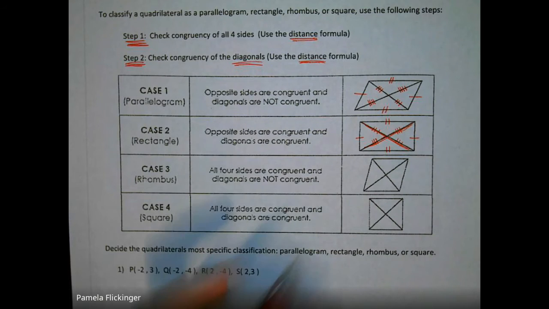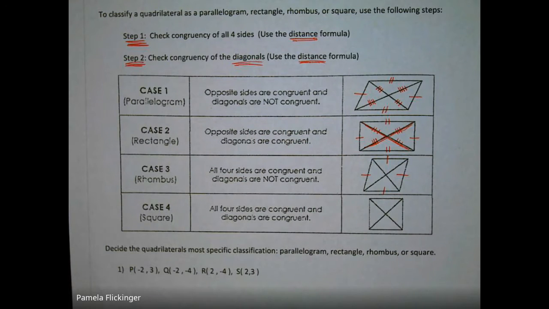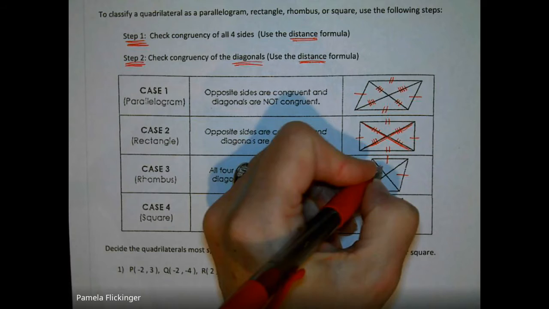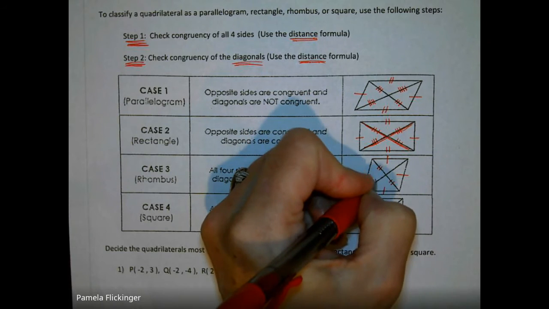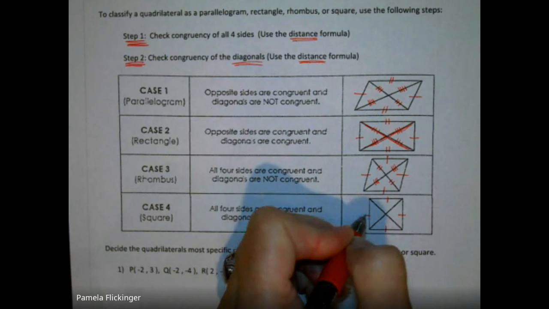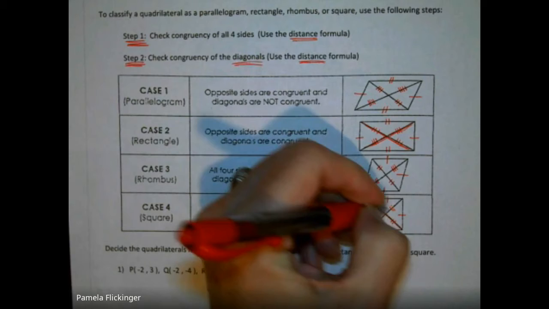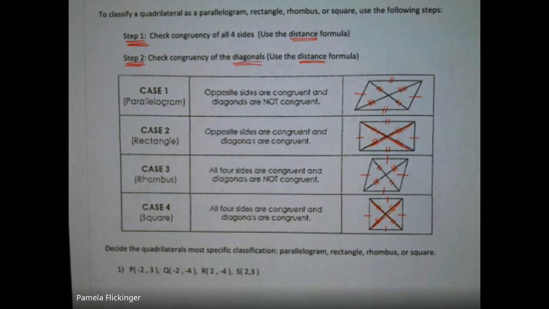A rhombus, you're going to get all 4 sides congruent, but the diagonals won't be. So that length will be different from that length. And lastly, squares, we know all 4 sides will be congruent, but then you will also get the diagonals to be congruent as well. All right, so a lot of distance formula, but we got to check it out. We're just going to do one problem together and then identify what type of quadrilateral it is.